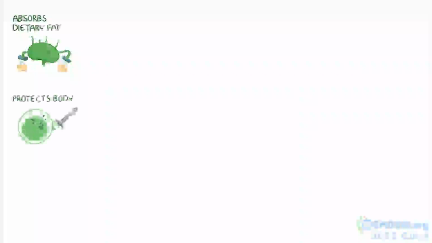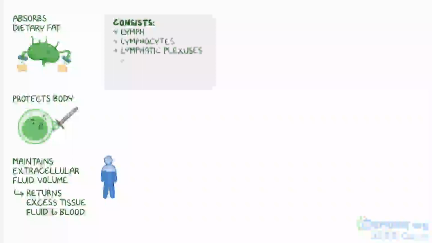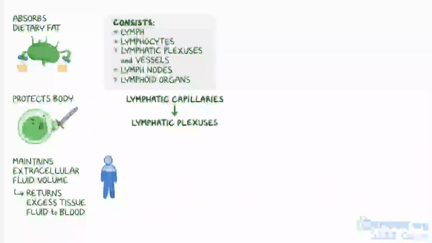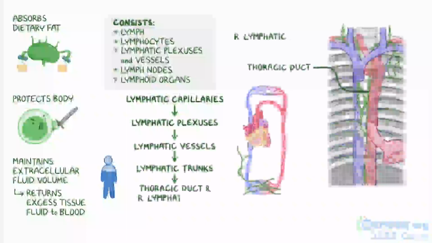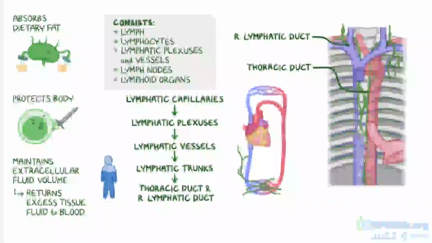All right, as a quick recap, the lymphatic system absorbs dietary fat from the intestine, protects the body from foreign invaders, and maintains extracellular fluid volume by returning excess tissue fluid to the blood. It consists of lymph, lymphocytes, lymphatic plexuses and vessels, lymph nodes, and other lymphoid organs. The lymphatic capillaries carry the lymph first through lymphatic plexuses to lymphatic vessels, then to lymphatic trunks, and finally drain into the venous system through the thoracic duct and the right lymphatic duct. The lymph nodes are scattered throughout the body and filter the lymph as it travels to the venous system.